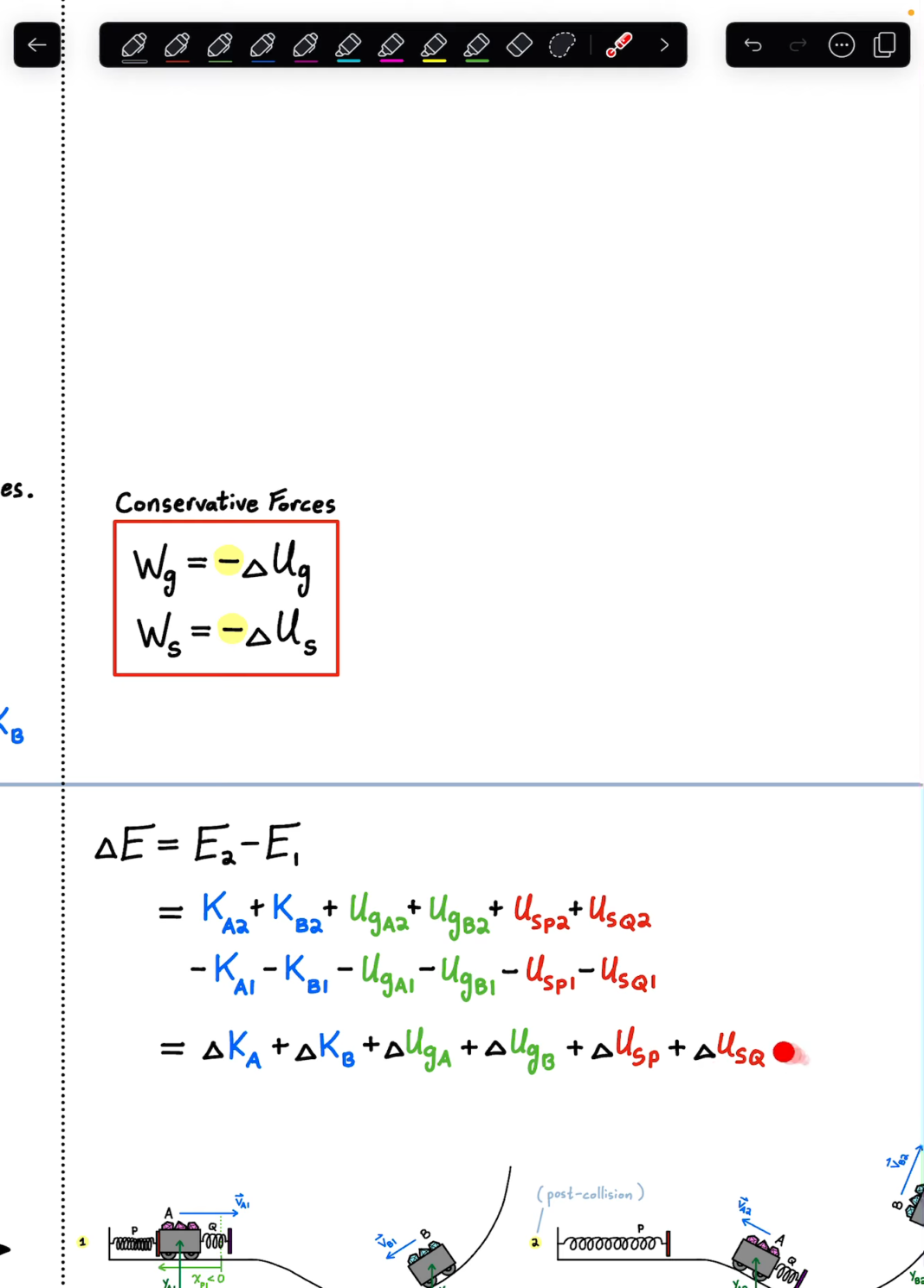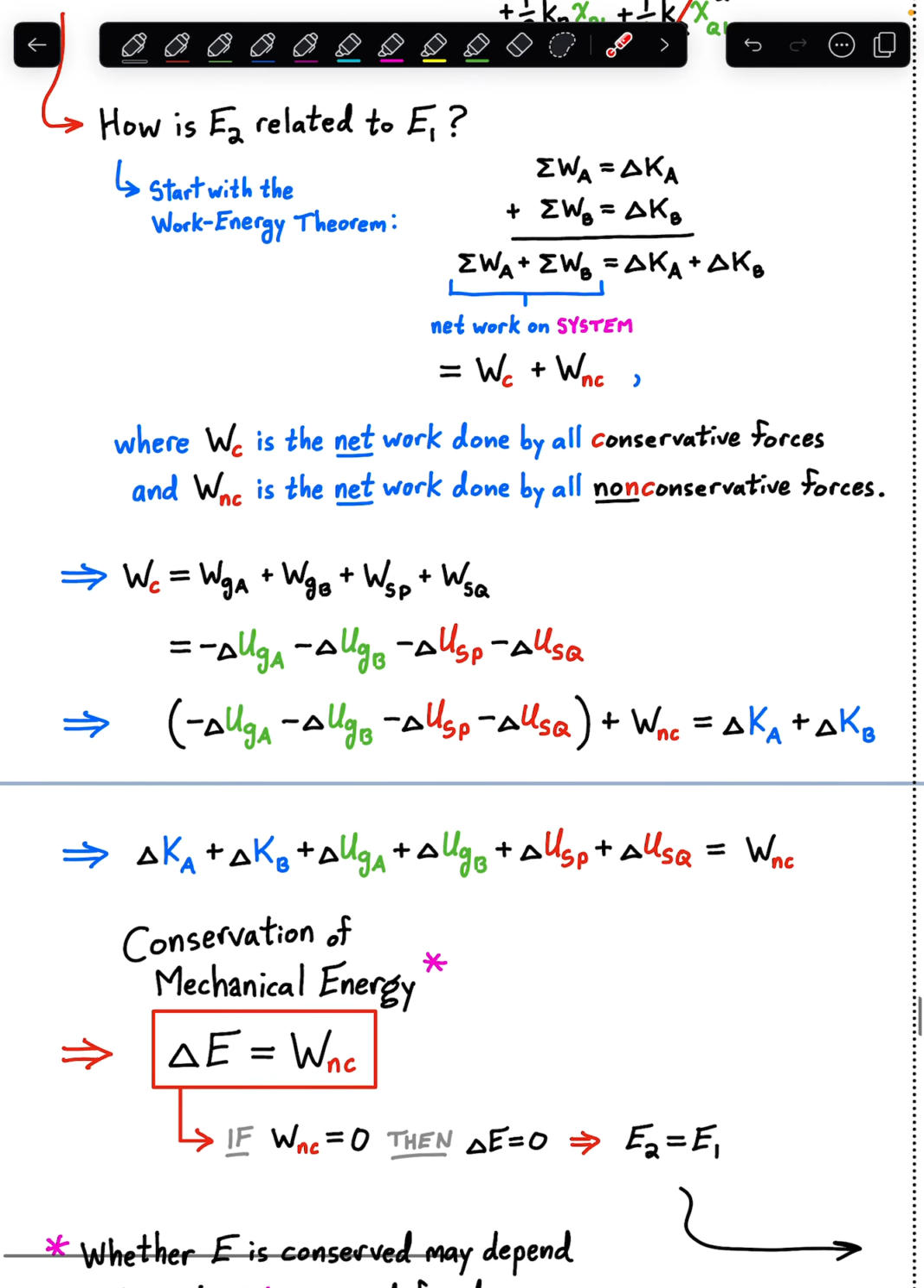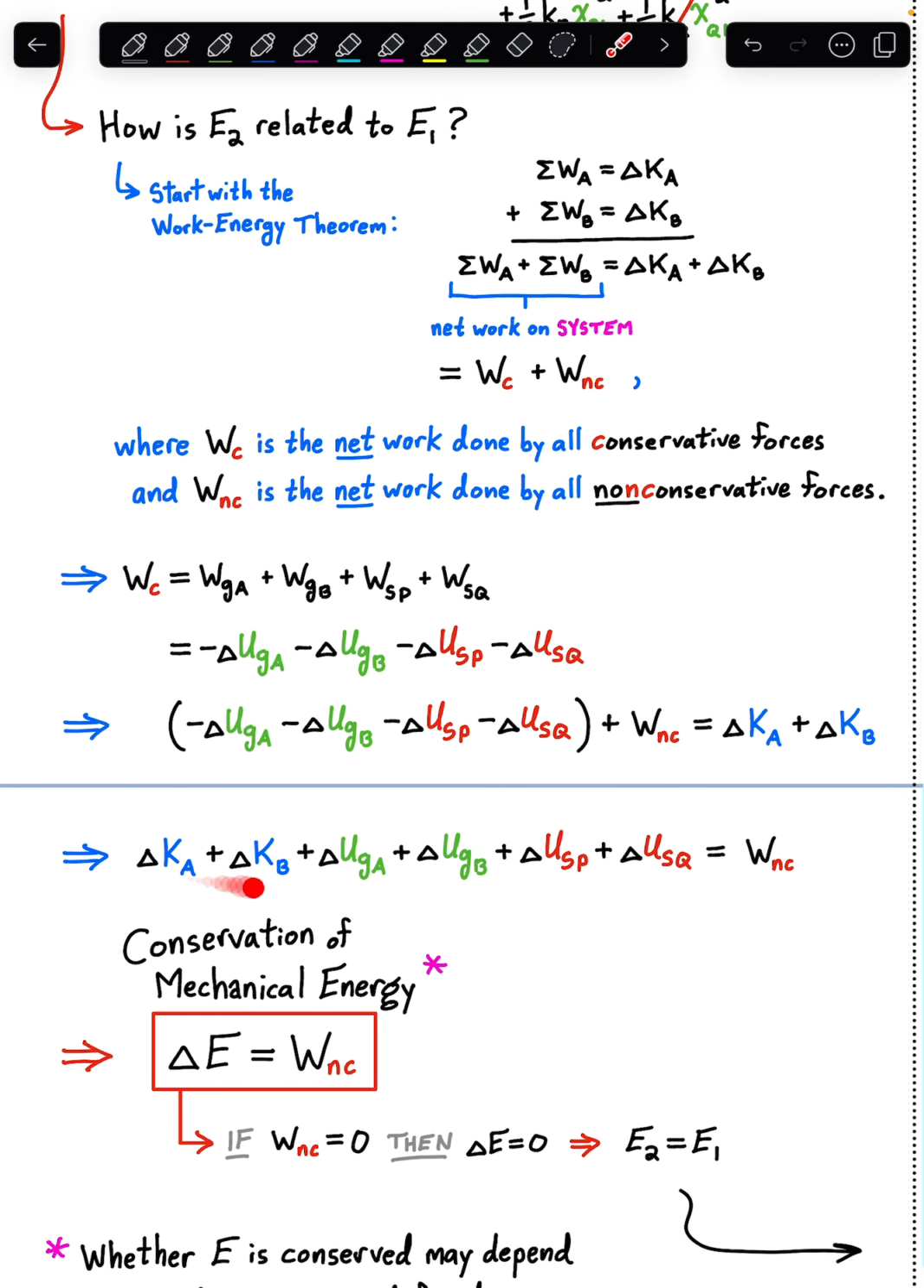So look at that sum of changes. That's what we have right here. Therefore, the whole left-hand side of this equation equals delta E, the change in the mechanical energy of the system. And we've arrived at this valuable result. This equation represents the conservation of mechanical energy. The change in the mechanical energy of a system over some time interval, between two events, is given by the work done by any non-conservative forces that are present between those two events.